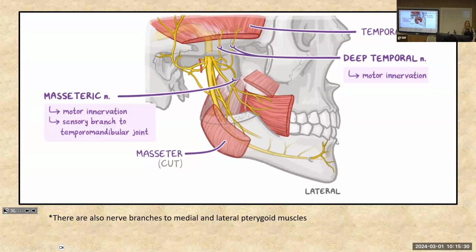And then to the temporalis, the same thing. When you reflect the temporalis, you'll see that there are some nerve branches called the deep temporal nerves that also bring innervation to the temporalis muscle. And you'll see those and have to cut those when you reflect some of them.